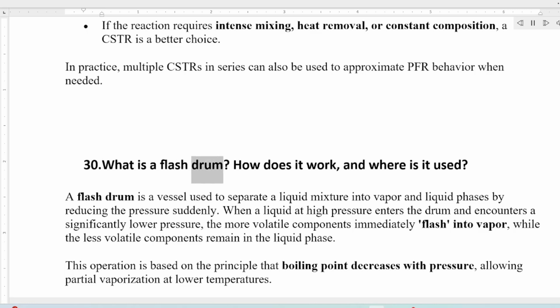What is a flash drum? How does it work, and where is it used? A flash drum is a vessel used to separate a liquid mixture into vapor and liquid phases by reducing the pressure suddenly. When a liquid at high pressure enters the drum and encounters a significantly lower pressure, the more volatile components immediately flash into vapor, while the less volatile components remain in the liquid phase. This operation is based on the principle that boiling point decreases with pressure, allowing partial vaporization at lower temperatures.